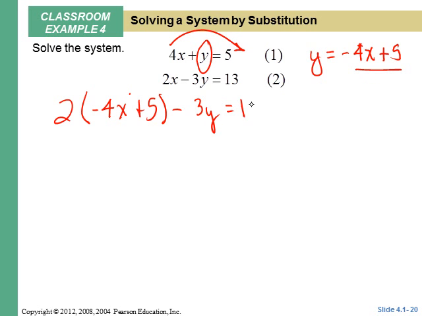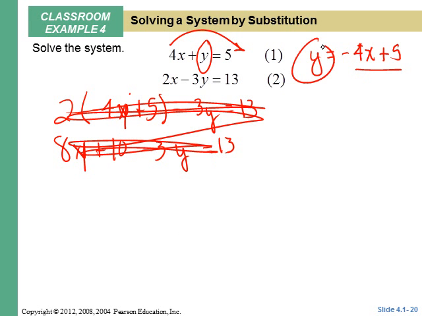Now I can substitute this into the second equation. Minus 3y equals 13, and multiply it out. 8y plus 10 minus 3y is 13. Gotta make sure I got that right. Oh, I didn't get that right. Y is negative 4x plus 5. So 2x minus 3 times negative 4x plus 5 equals 13. You gotta watch out there. I tricked myself because I have to substitute what y is.